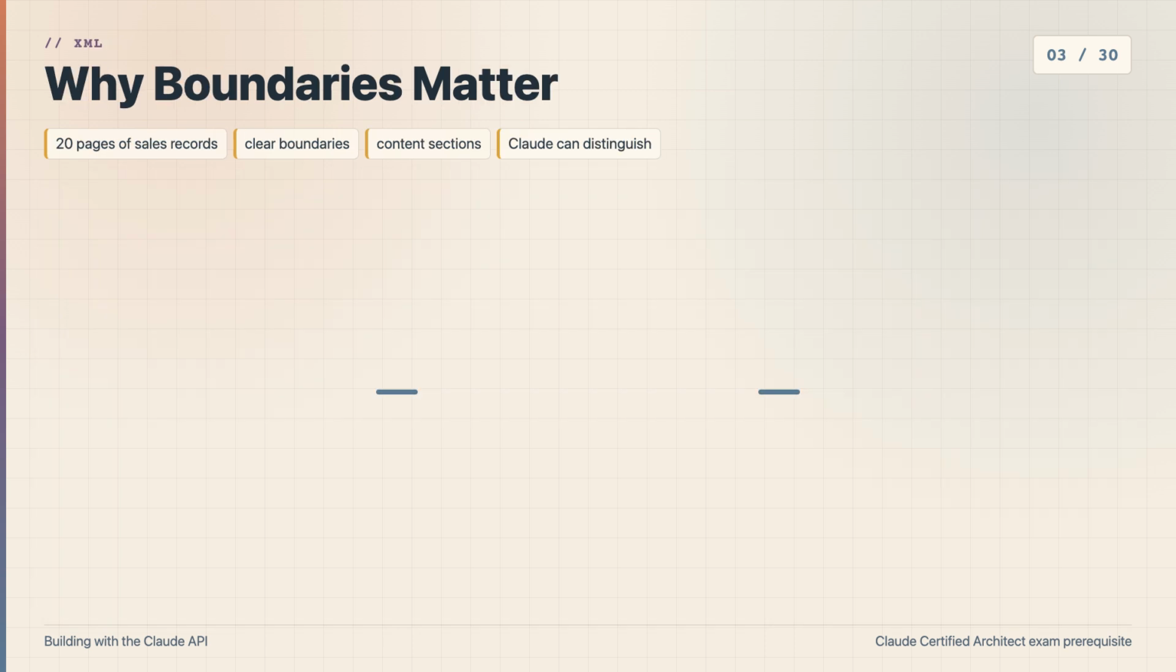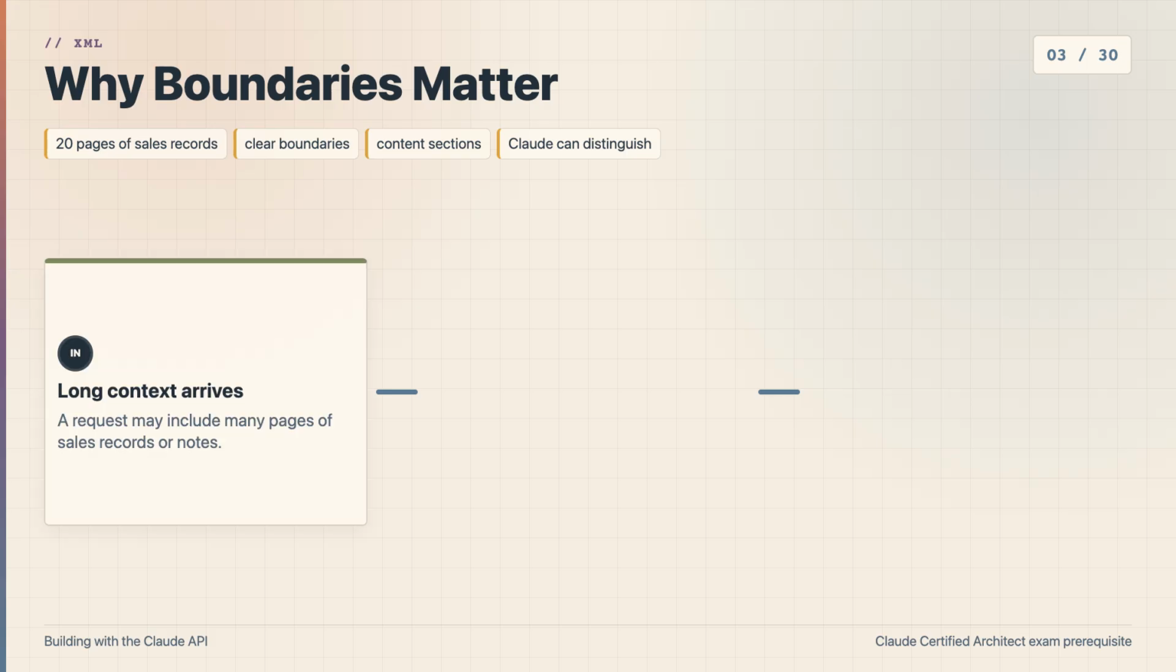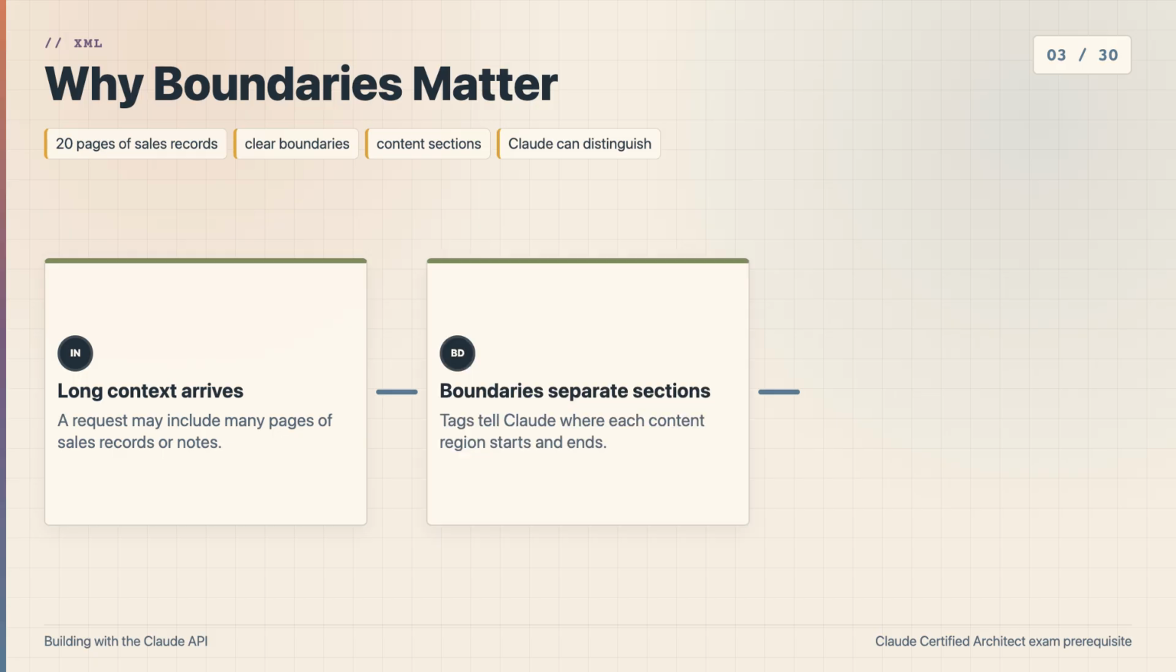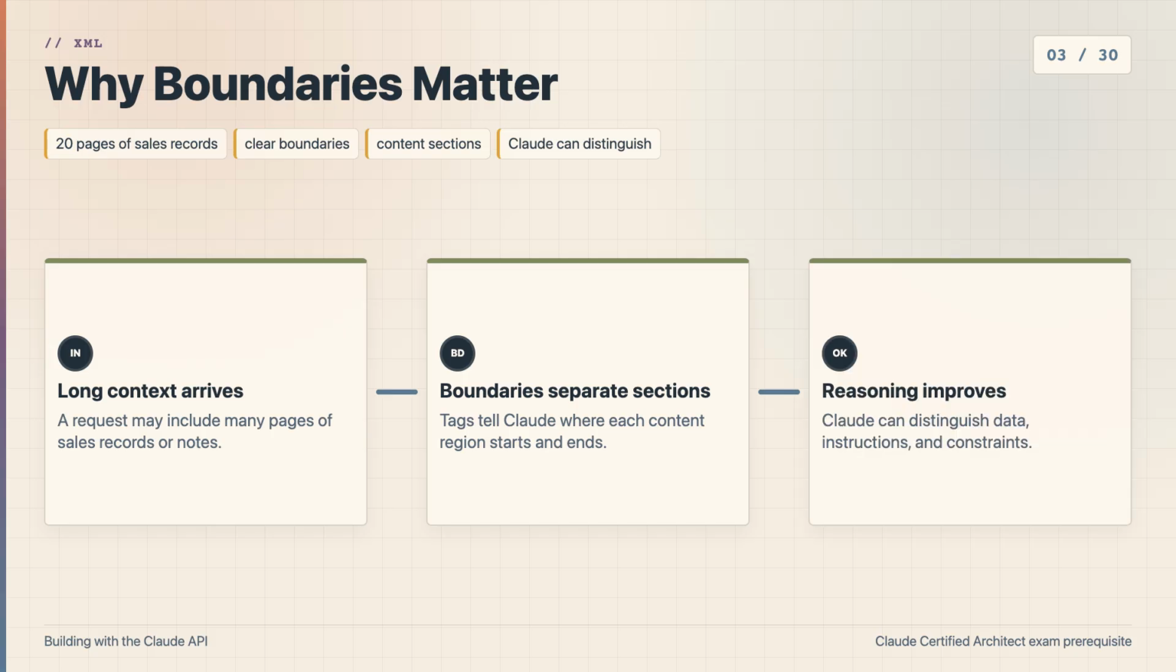Start with the simplest reason XML tags help. If you paste 20 pages of sales records into one prompt, the content can blur together. Claude may not know which pieces belong to the records, which lines are instructions, and which details are constraints. Clear boundaries give the request a map. The tags do not need to be fancy. They simply tell Claude that this section is one thing, and that section is another.